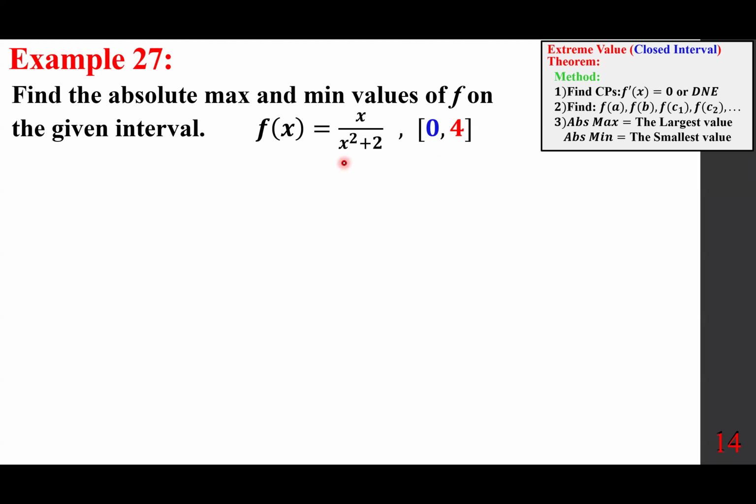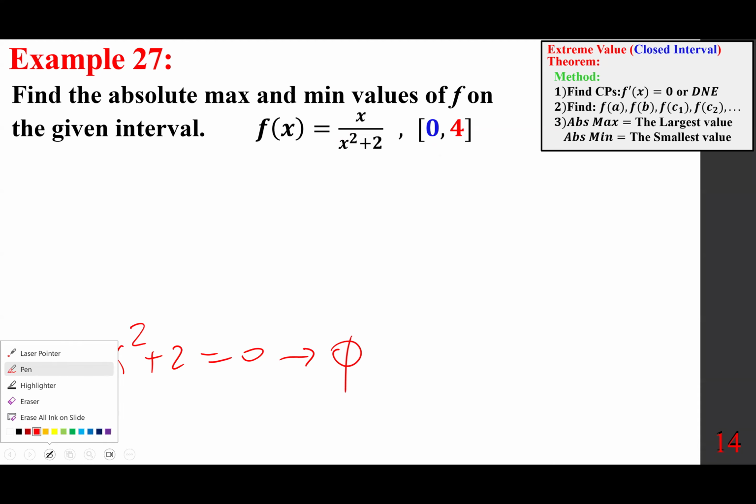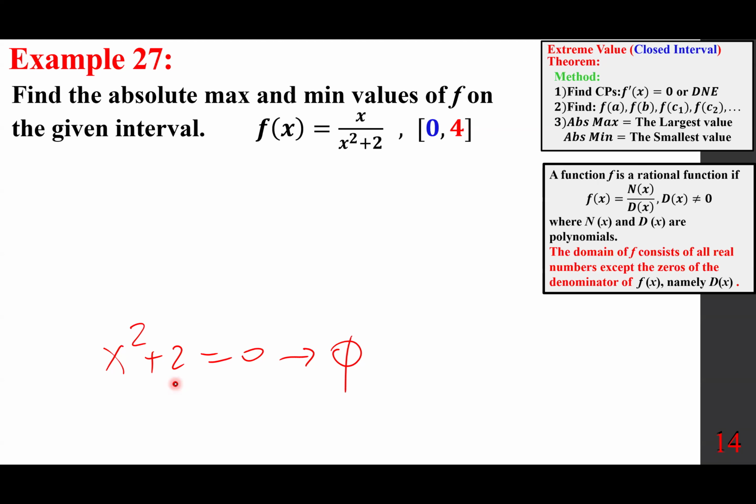You set the denominator equal to 0, you exclude that, and that becomes the domain. In this case, the denominator x squared plus 2 equals 0 gives you no solution. It will never, ever be 0. Worst case scenario is 2. So believe it or not, although it's a rational function, the domain is all real numbers.